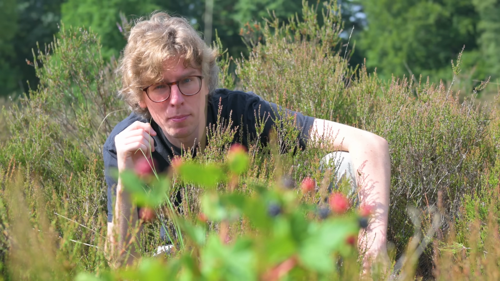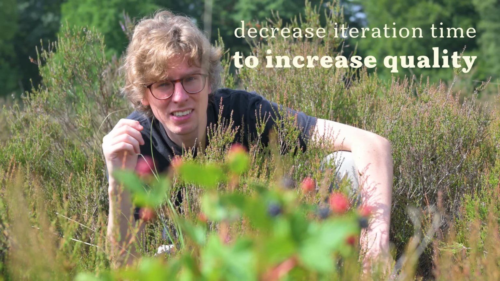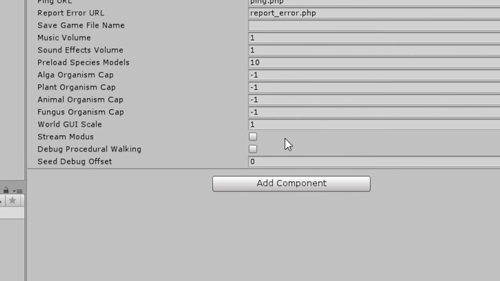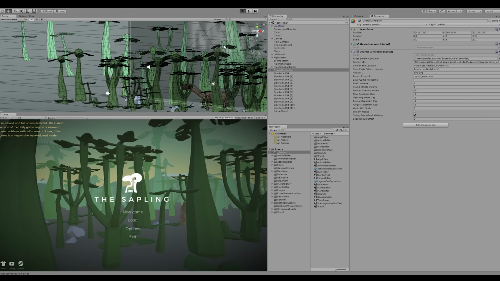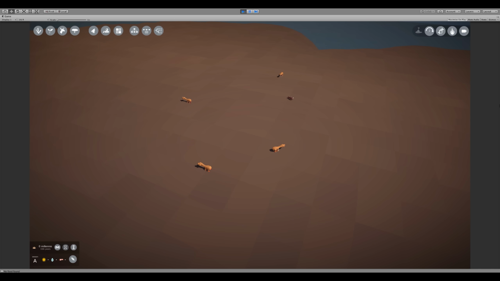Over the years as a game developer, I've learned that the quickest way to improve the overall quality of something is to make the iteration time way shorter. So I made a special mode to debug the procedural walking system. When activated, this loads the latest save file immediately when starting the game, already saving me several clicks, but of course I make sure that this save file contains a few pre-made animals.